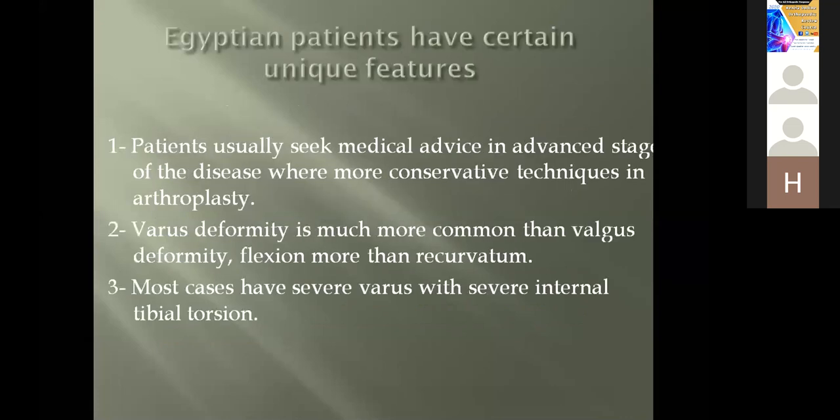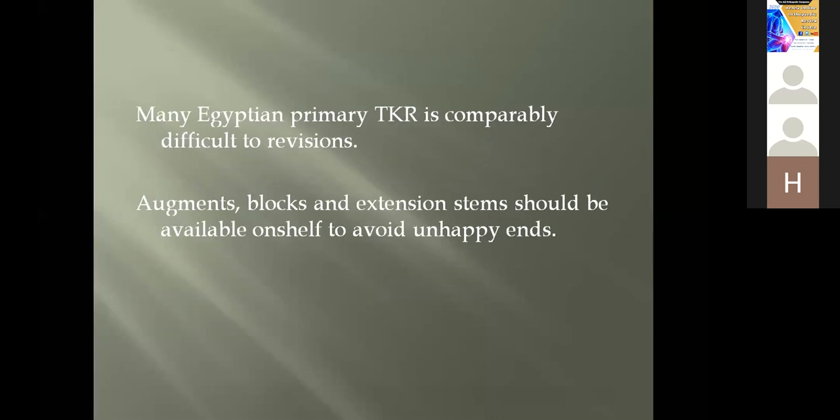If we go to our Egyptian patients, who have certain unique features shared with most Middle Eastern patients, patients usually seek medical advice in the advanced stage of the disease, where more conservative techniques in arthroplasty are needed. Varus deformity is much more common than valgus deformity. Flexion is more than recurvatum. Most cases have severe varus with severe internal tibial torsion, and we will see during this presentation what this dictates in our surgical technique and implant choice. Many Egyptian primary total knees are comparable to difficult revisions in Western countries.